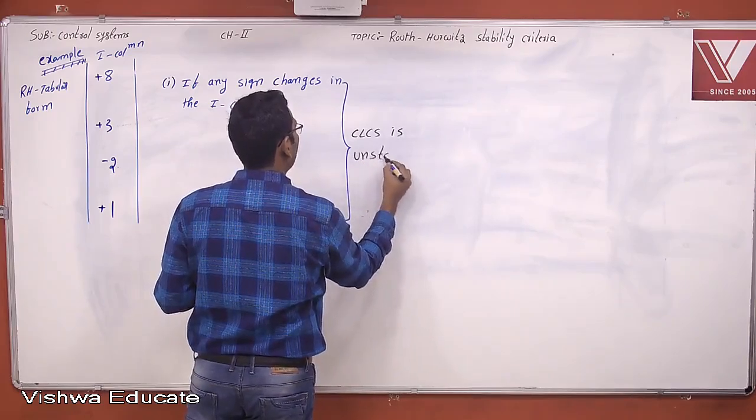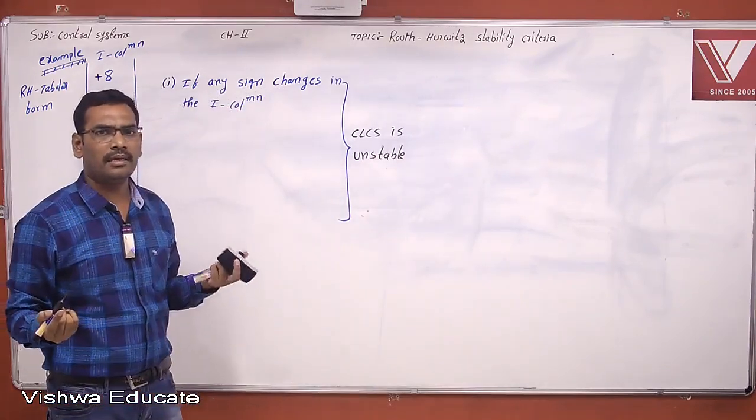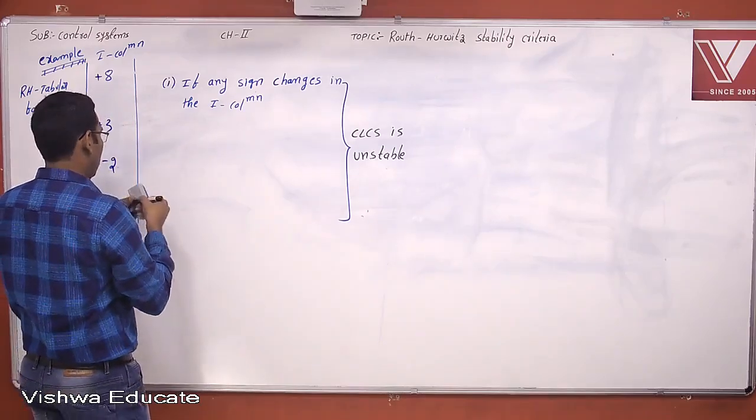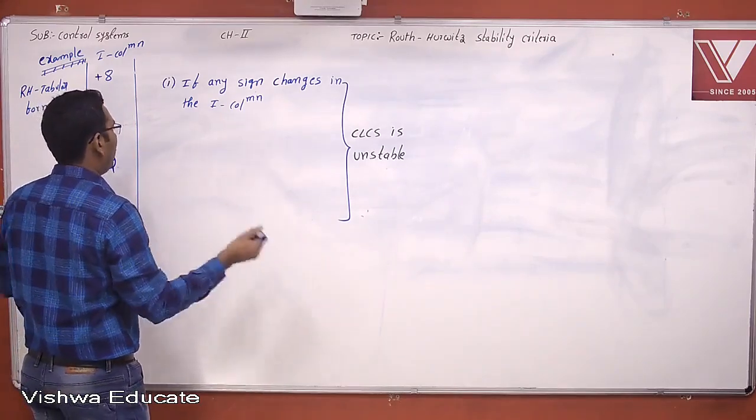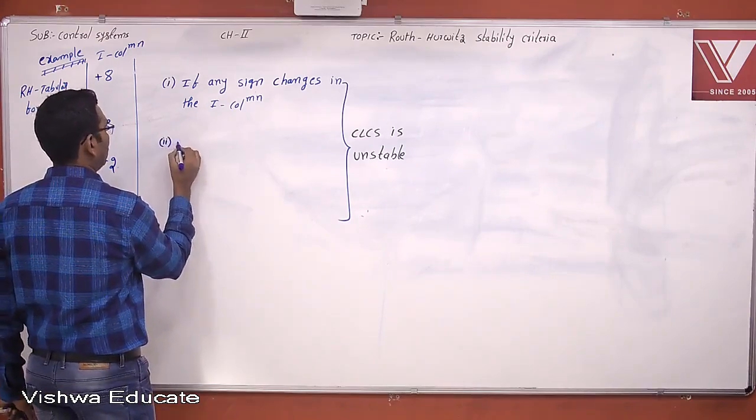Sir, one sign change, I ask one question. One pole is on the right hand side, so the system is unstable. Therefore, with any sign change, the system is unstable. Now, the second point is, first identify the number of sign changes.